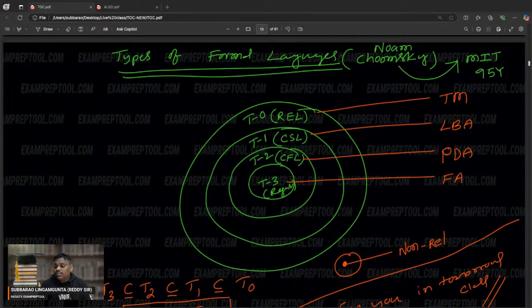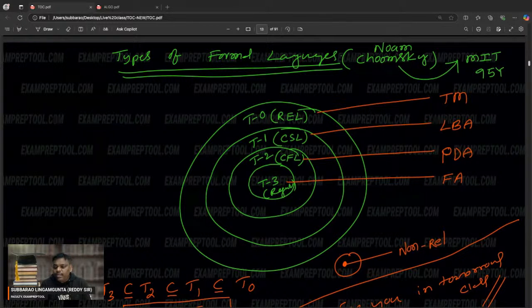Many people in India speak Hindi, so that is like REL, the bigger one, type 0. The smaller one, type 3, is like a language spoken by fewer people. In India different states have different languages, and some states have less population speaking their native language. Type 3 is the smallest formal language and type 0 is the biggest. There are 4 formal languages according to Noam Chomsky.